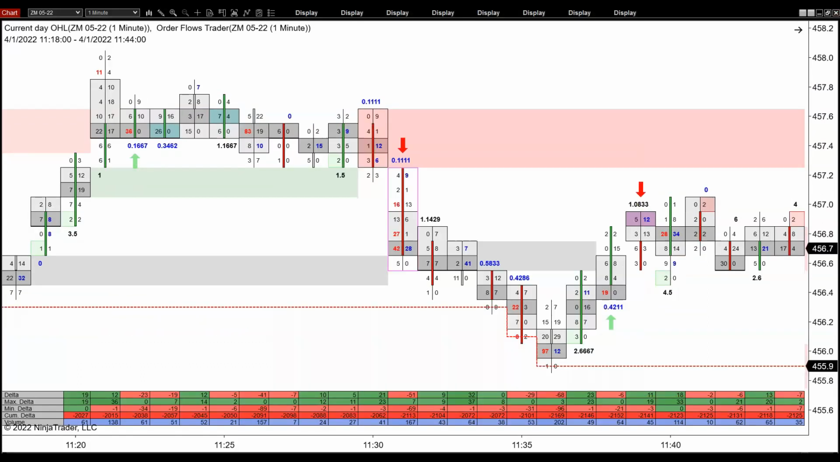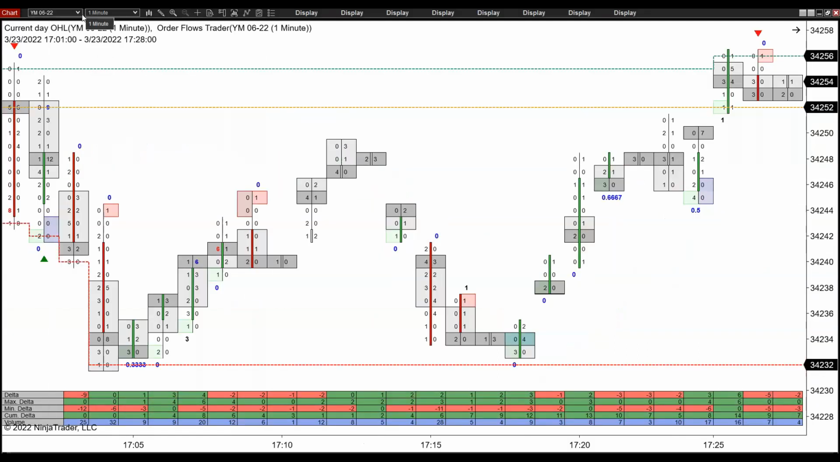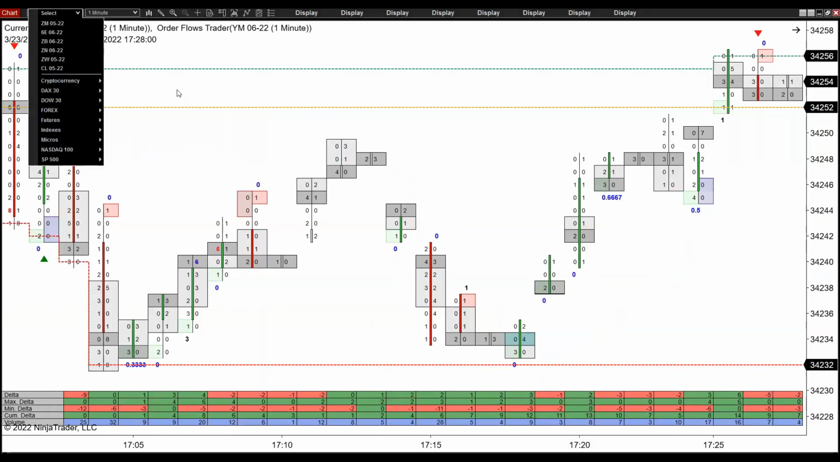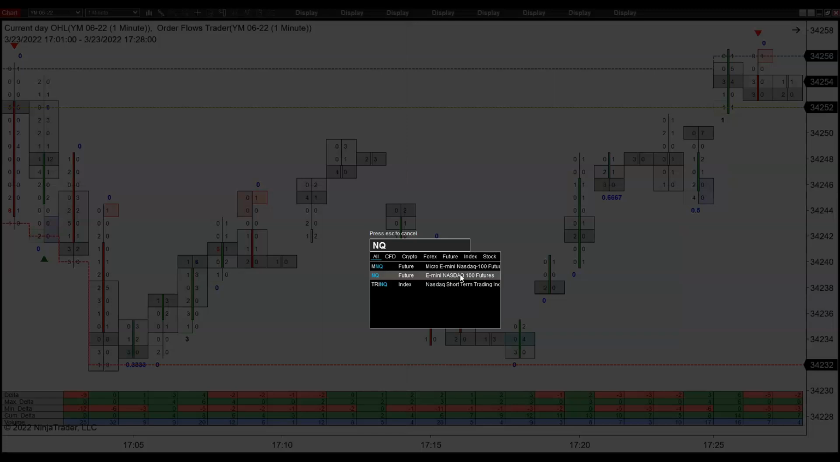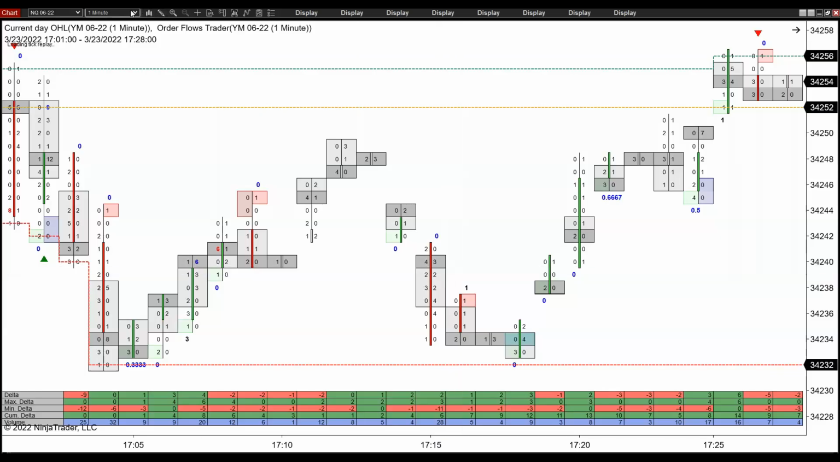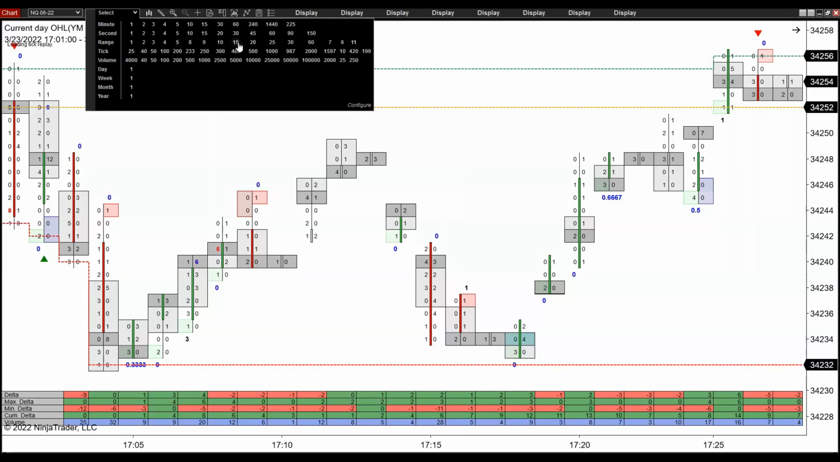Okay, Larry asked, can you show an example using MNQ? Okay, sure. Sorry, NQ or MNQ? What is it? NQ. Give it a moment to load up. This is a 1 minute chart, so it's going to take a while, but let's see if I can switch it to 30 seconds.